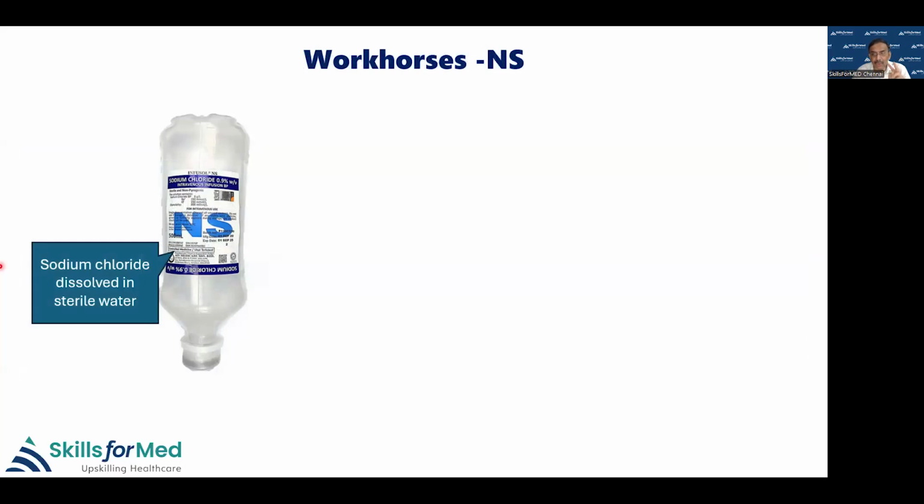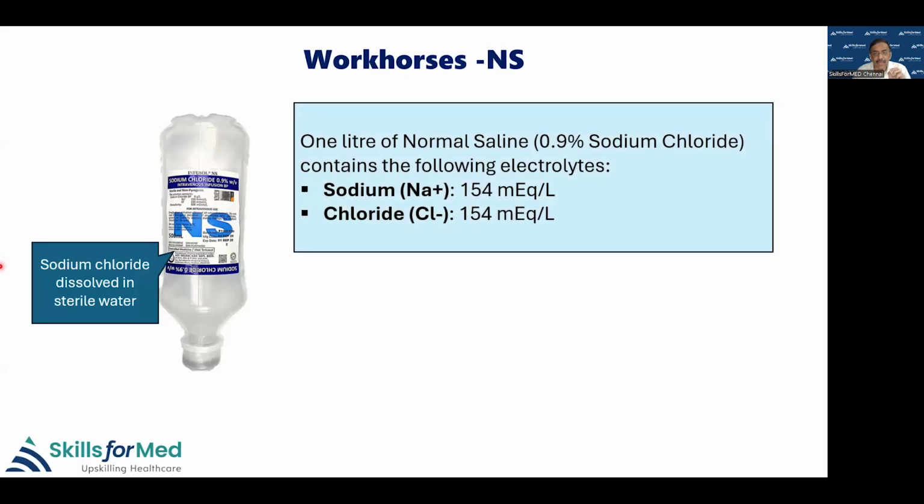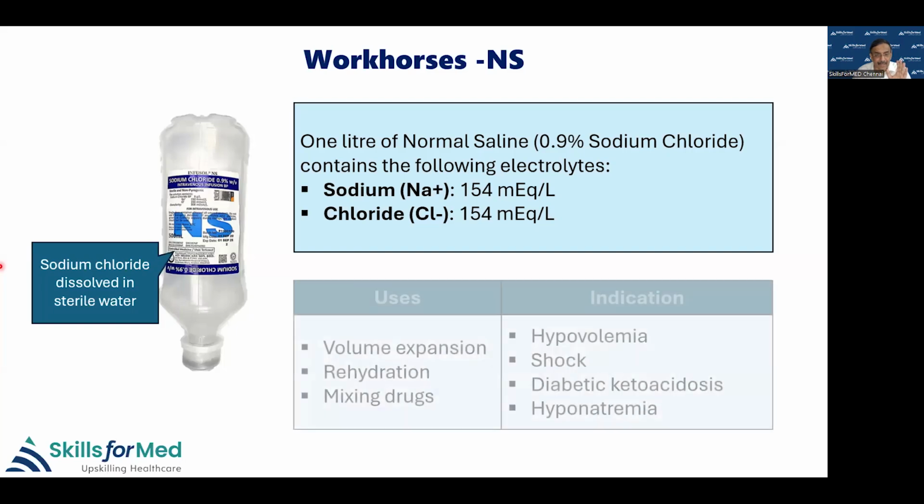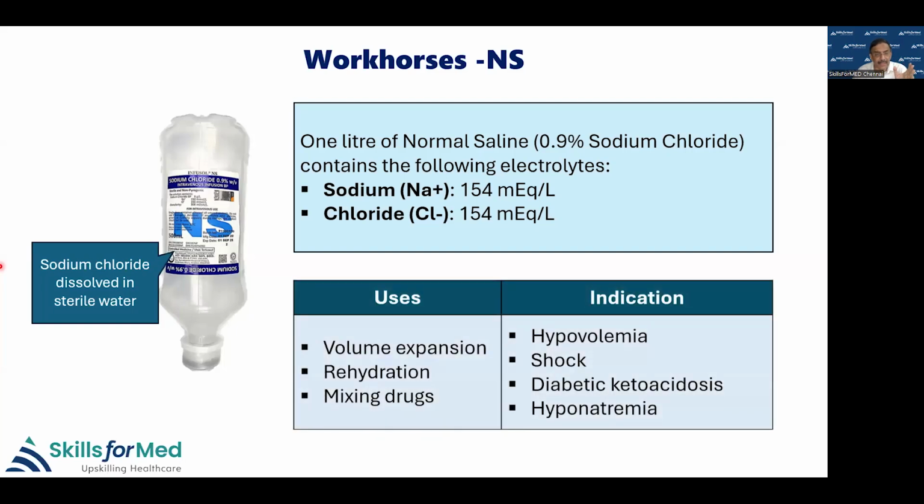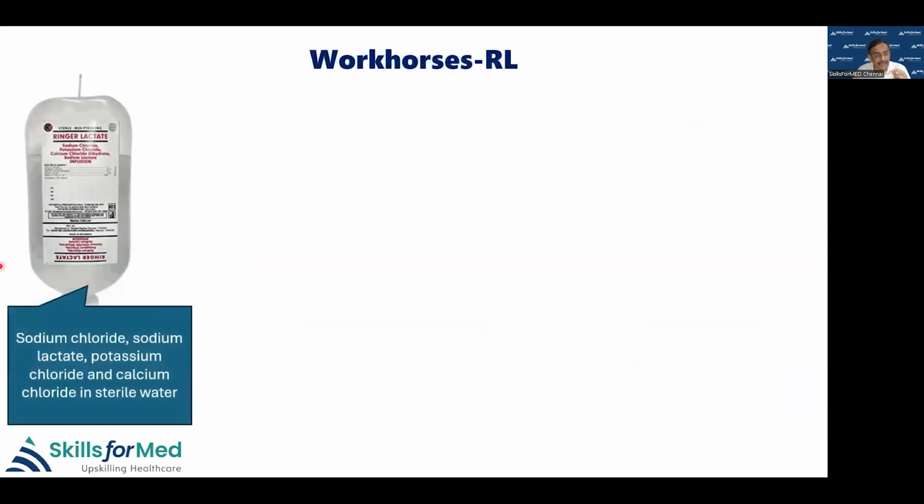So we have 2 or 3 workhorses which we use all the time for IV fluid therapy. The first is the normal saline, which is sodium chloride dissolved in sterile water. So 1 liter of 0.9% sodium chloride has 154 milliequivalents of sodium and an equal amount, 154 milliequivalents of chloride. So it is an isotonic solution of NaCl. And we use it for volume expansion, rehydration, mixing drugs, and indicated in hypovolemia, shock, diabetic ketoacidosis, and in treating hyponatremia.